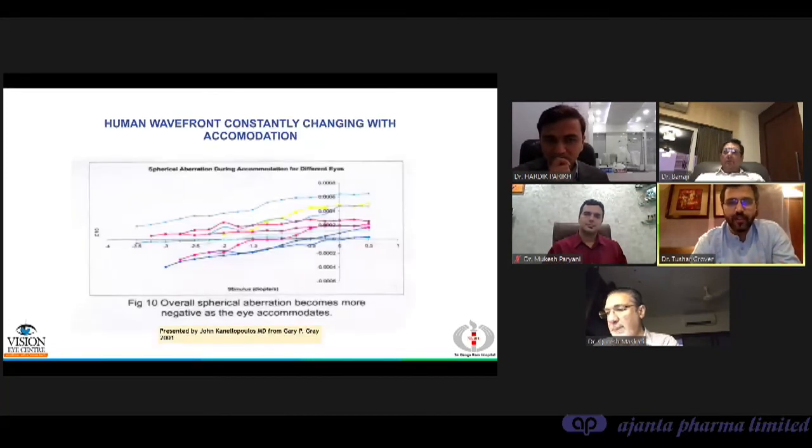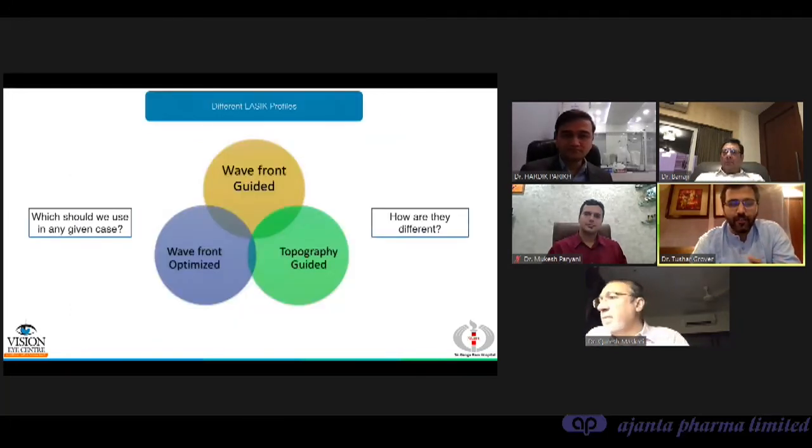An important factor is accommodation. Depending on how much the patient is accommodating, your measurements might vary, and you might not really be treating the aberrations that you need to be treating, even with the wavefront guided approach. The next and final approach that I'll be talking about is the topography guided treatment.